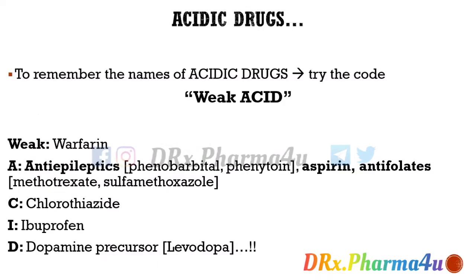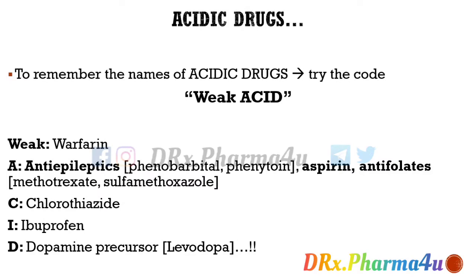To remember the names of acidic drugs, we can try the code WEAK ACID. Actually, in reality, most of these medications are weak acids with respect to their chemistry. But this is just a mnemonic, weak acid. W stands for warfarin. Warfarin, you know very well, is an anticoagulant. And warfarin's mechanism is very simple. It blocks the clotting factors which are related to vitamin K. And that is why when you are having warfarin poisoning, the antidote that is used is vitamin K.